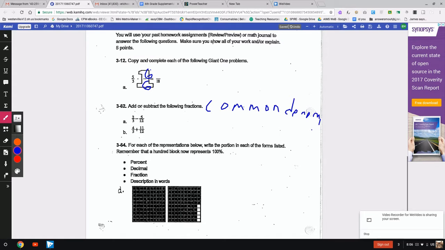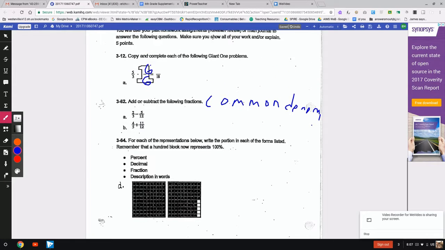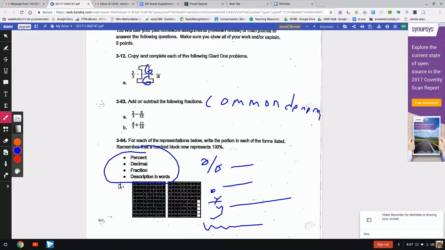I believe we had these ones earlier this year too. And then for 364 here, just make sure you give us the percent, the decimal, the fraction, and the description of words. So again, maybe to get you started, just percent, write the answer there. Give me the decimal, write it there. Give me the fraction, write it there, and give me it in words. All 4 to get the problem right.